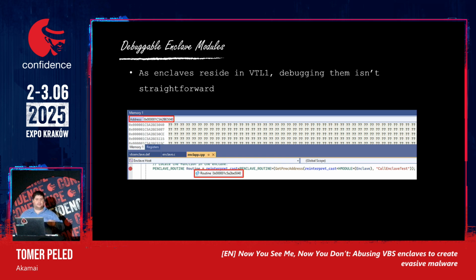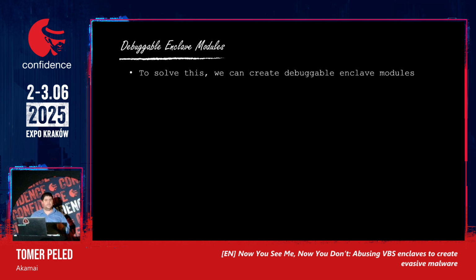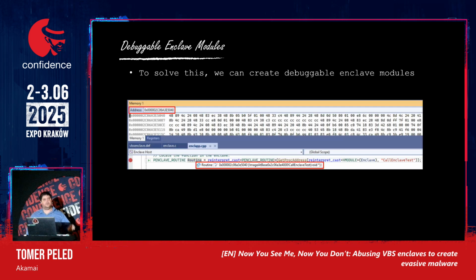And this is because our debugger is inside VTL0 and our enclaves are inside VTL1. This means that once our debugger tries to read anything from our enclave, it will not be able to do so. Microsoft has taken notice of that and created a flag that, once enabled, allows debuggers to actually communicate with enclaves inside VTL1. Once developers place a breakpoint now, they will be able to read what they want from the enclave.